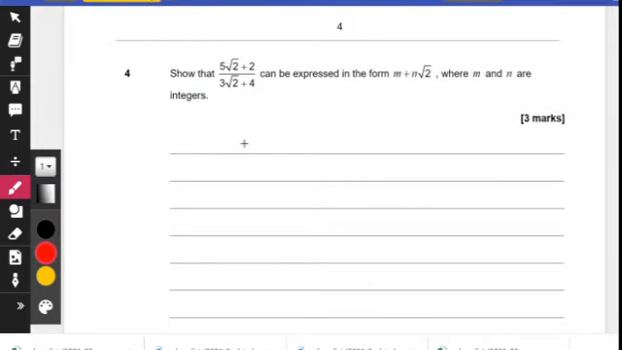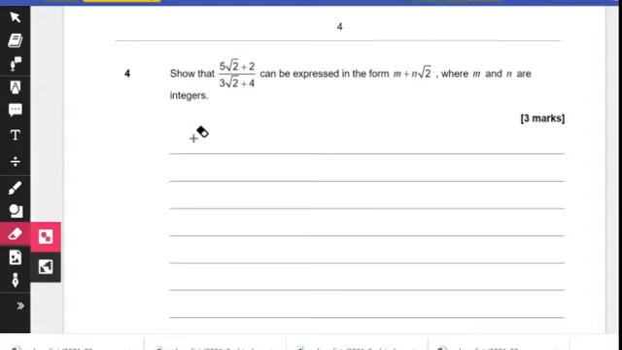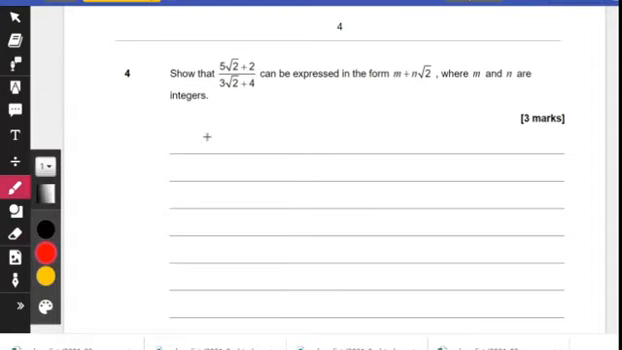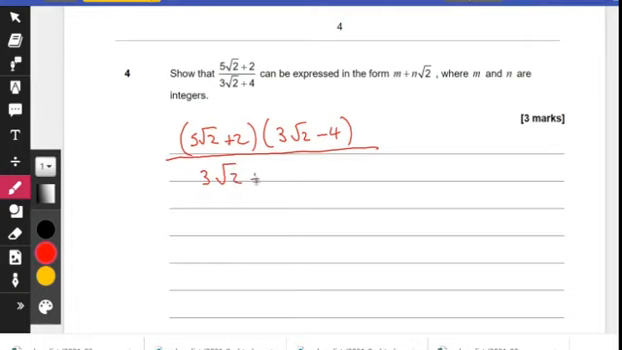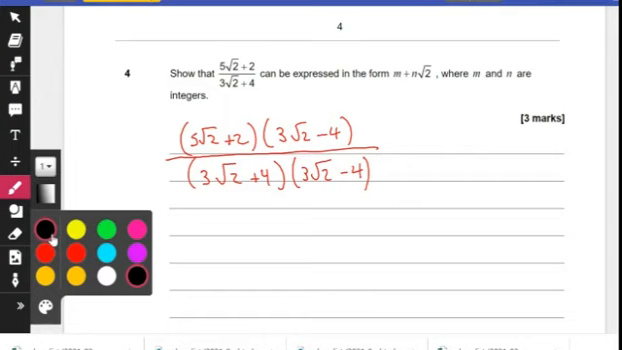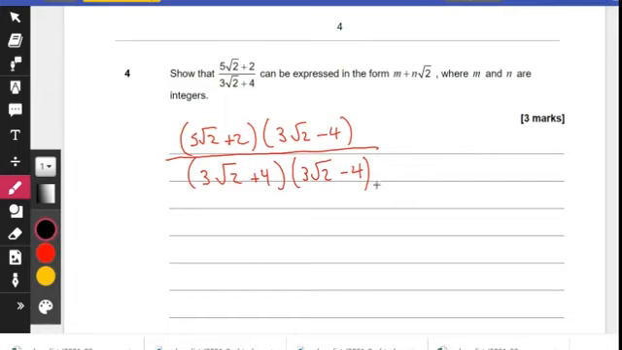This one, nice surd type problem. So it's rationalizing the denominator. I've not written that correctly. We've got 5 root 2 plus 2 multiplied by 3 root 2 minus 4, and that's all over 3 root 2 plus 4 multiplied by 3 root 2 minus 4. Any questions as to why we are multiplying by 3 root 2 minus 4? Okay.